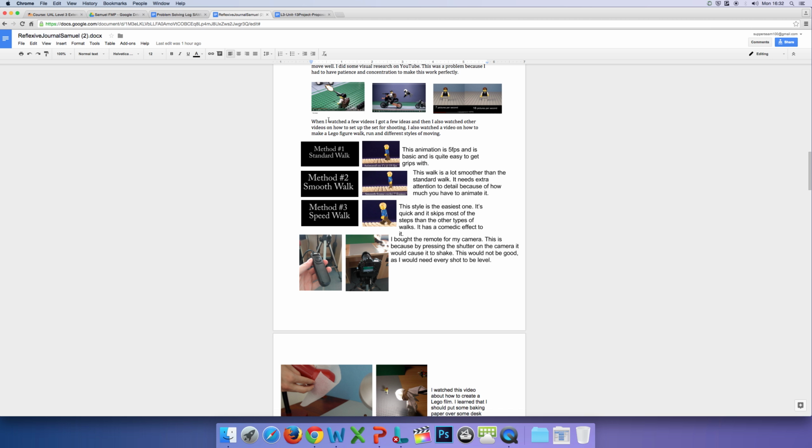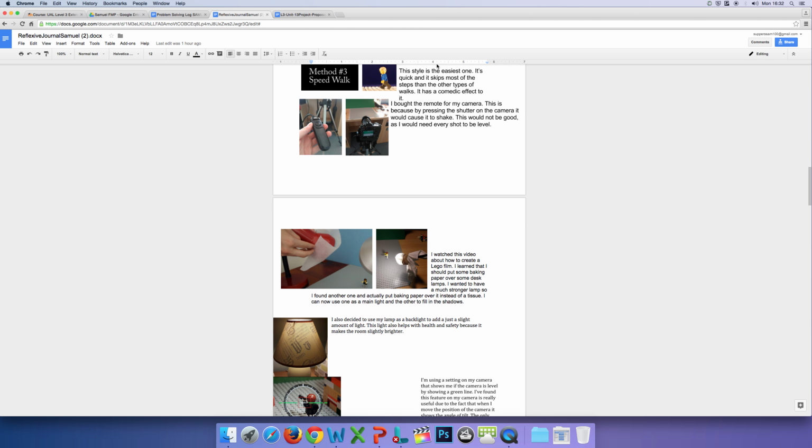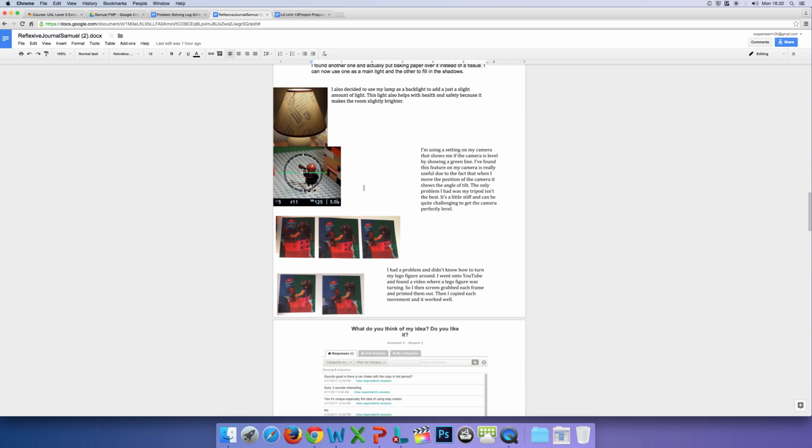Here you can see about all the research I did. I just put that into a reflective journal. Just talked about a bit of it, about how I watched the video and how I actually set the lights up, how I have this leveling thing on my camera. It's really helpful, shows me that it's level, so it doesn't look wonky.